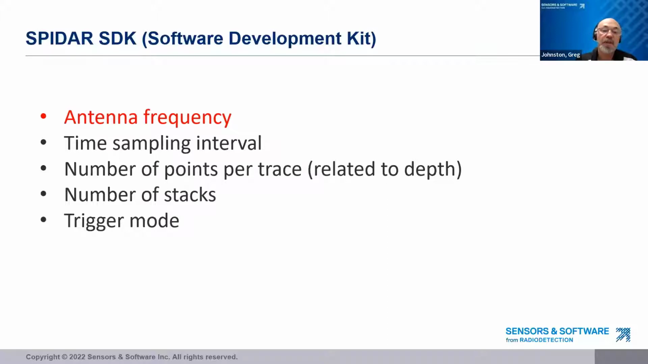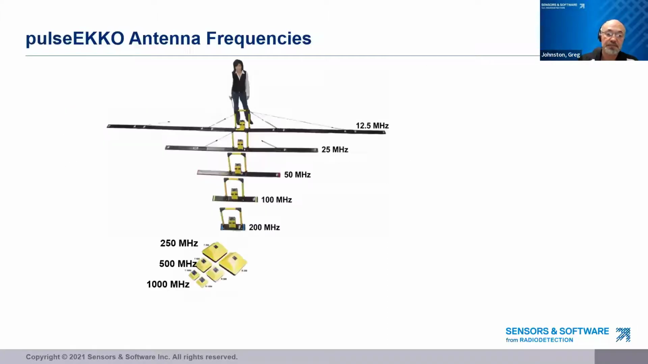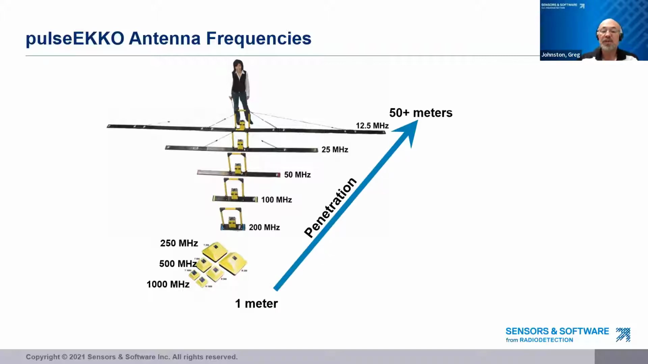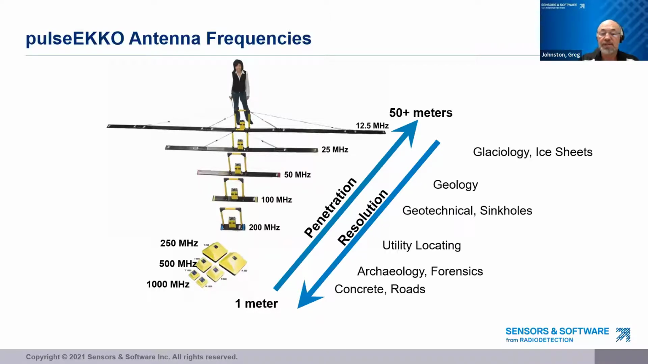So let's start off with the antenna frequency. With GPR, low frequency antennas generally provide deeper penetration, while higher frequency antennas don't see as deep, but they see with higher resolution. That means that higher frequency antennas can see smaller objects and thinner layers in the subsurface. Therefore, the application is often tied to a particular antenna frequency or range of frequencies.